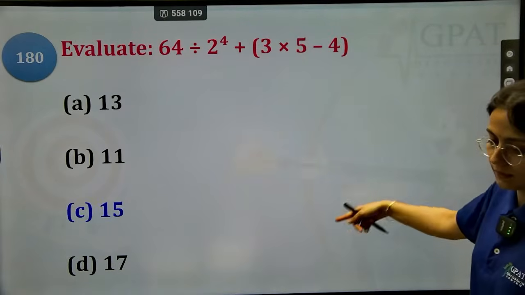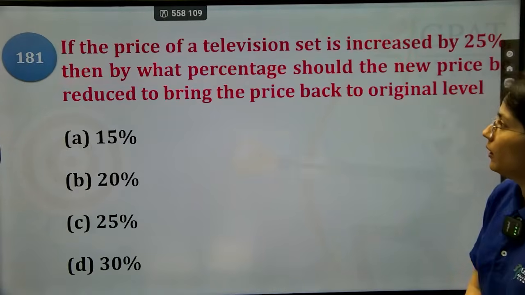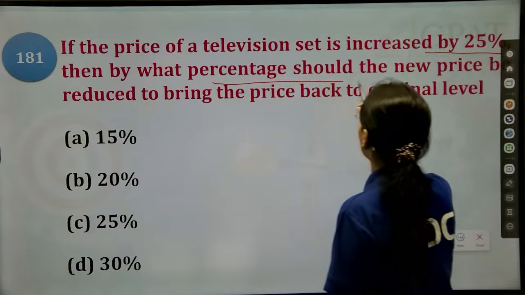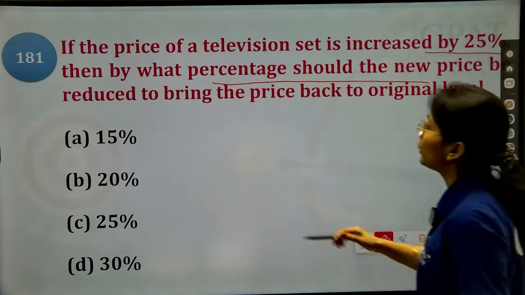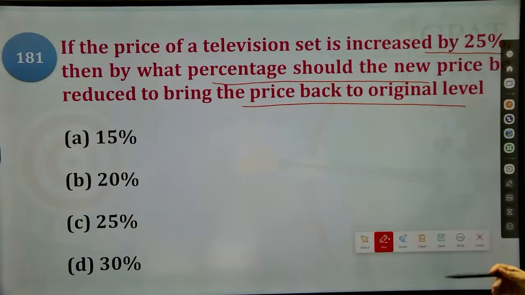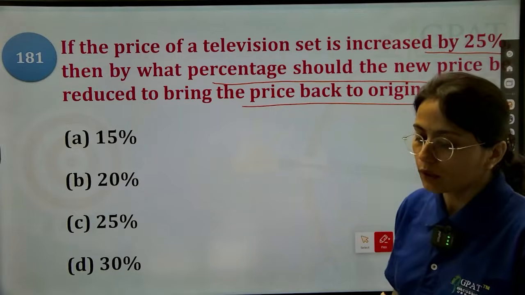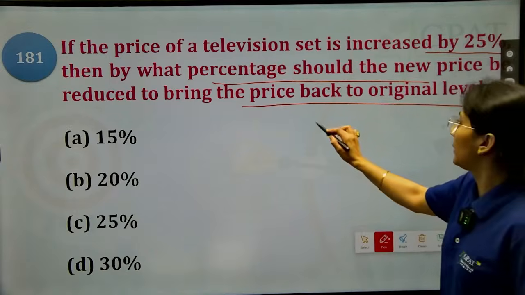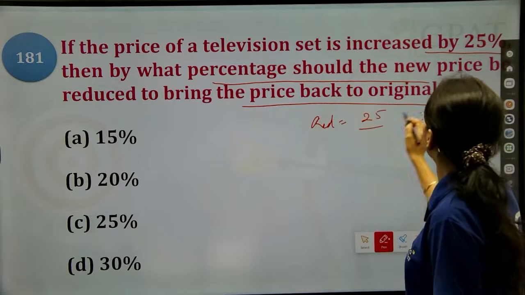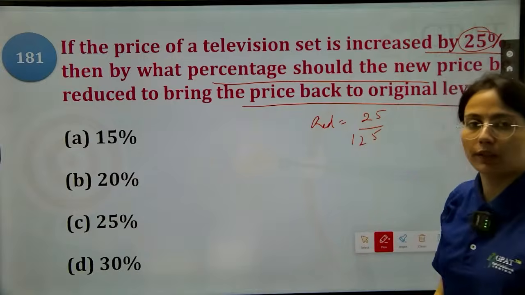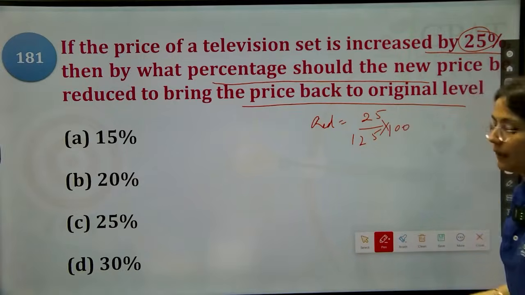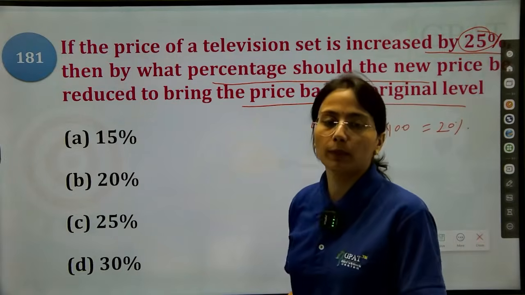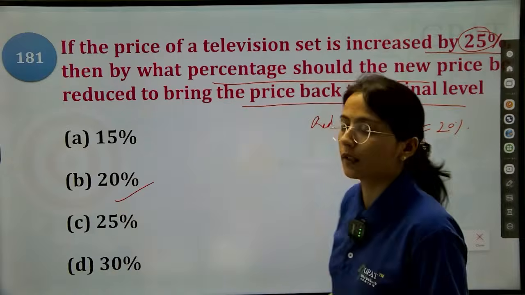Now move to another question, question number 181. If the price of a television set is increased by 25%, then what percent should the new price be reduced to bring the price back to the original level? We can directly use the formula: reduction is 25 upon 125 multiplied by 100. By solving this, we get 20%. So we have to reduce 20% to match the original price level. Option B is correct.